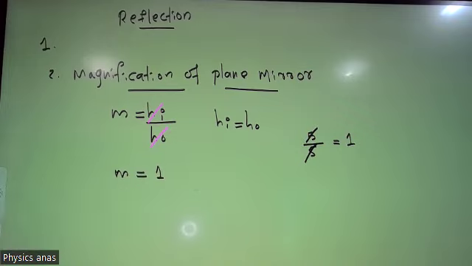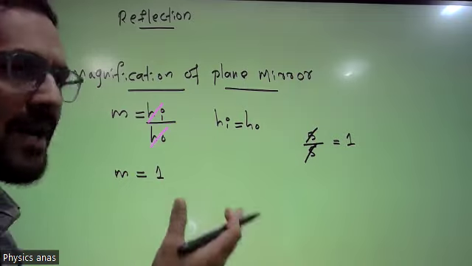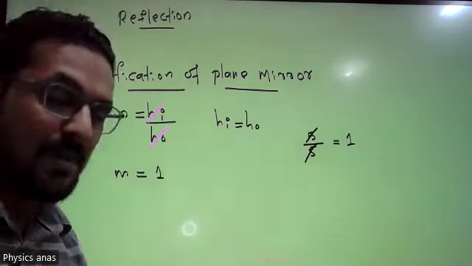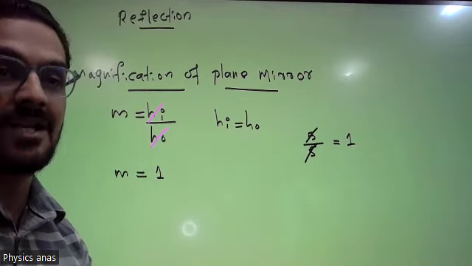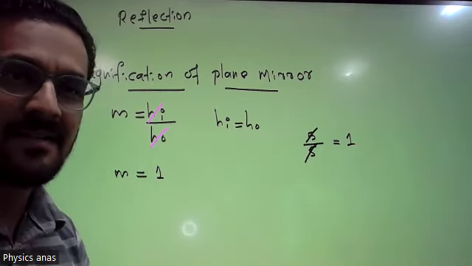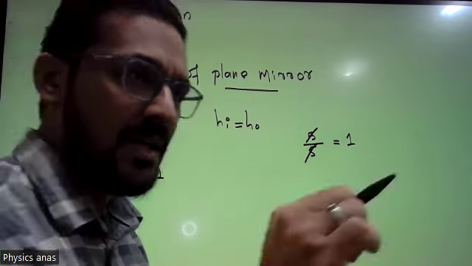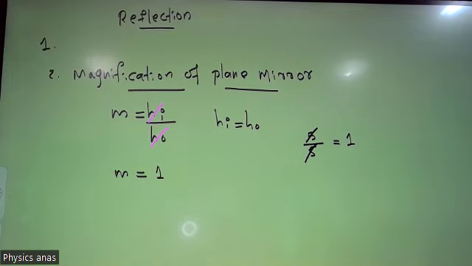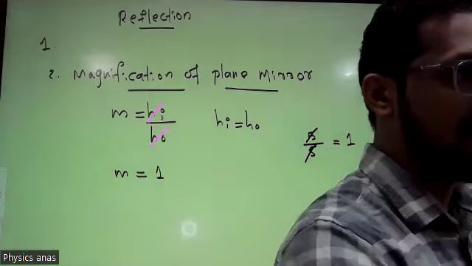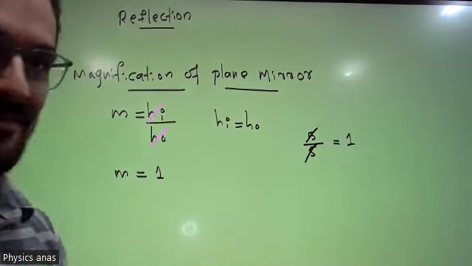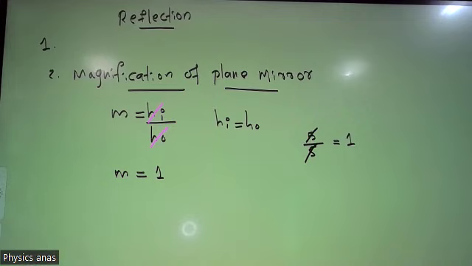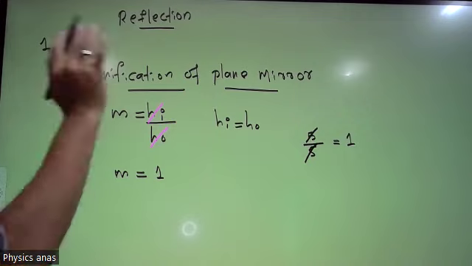Is that okay? You can just study it by heart, but try to make it easier. It will be easier if you understand it correctly. HI and HO are the image height and object height. They will be equal in the case of a plane mirror, so HI by HO will be 1. Like 5 by 5 is 1. So the magnification is 1 for a plane mirror.